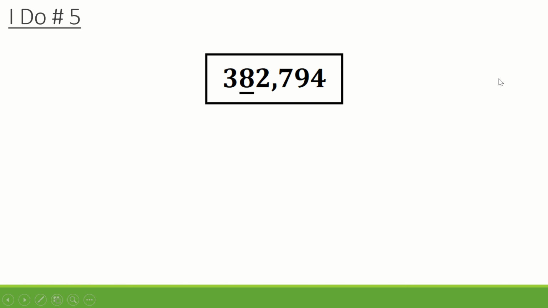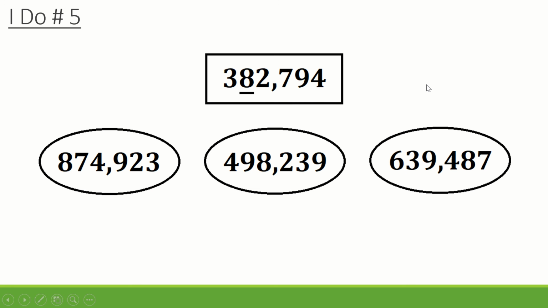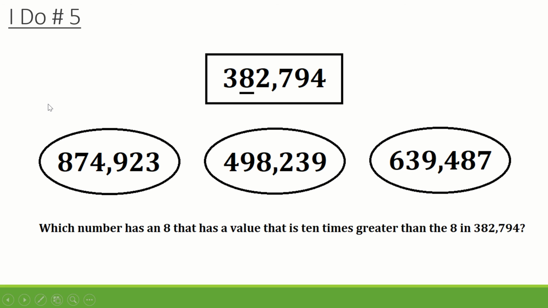And we have another problem similar to what we just did. We have 382,794. Now we're going to be looking at these numbers to answer the next couple questions. The first one reads as, which number has an 8 that has a value that is 10 times greater than the 8 in 382,794? So this 8 is used to represent 80,000. So we want to know which of these numbers has an 8 that is 10 times greater than 80,000.